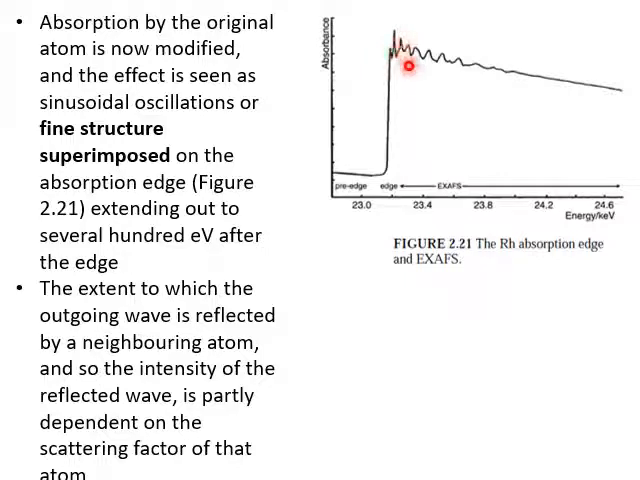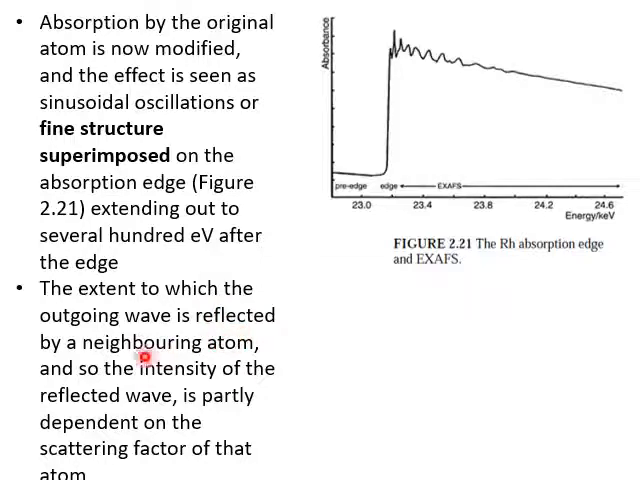So these structures or oscillations are formed due to constructive and destructive interference, which are superimposed on the absorption edge, extending out to several hundred electron volts after the edge. The x-axis is in electron volts, so 700 means near the edge. At several hundred electron volts distance, these oscillations are formed.